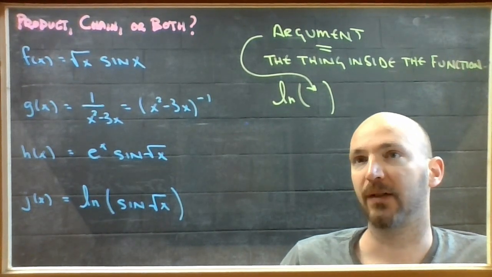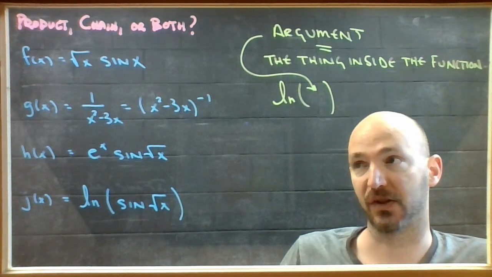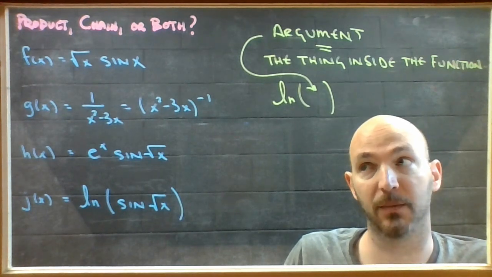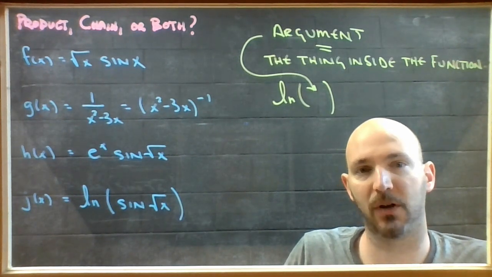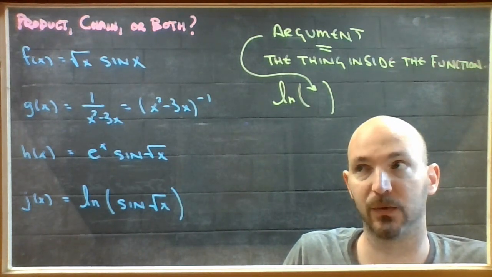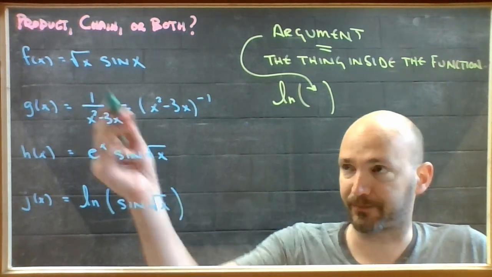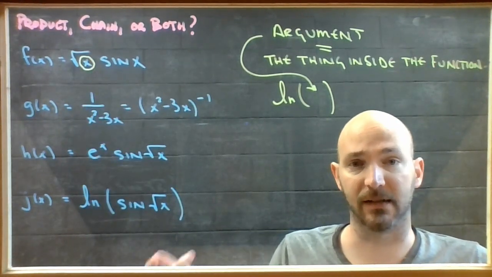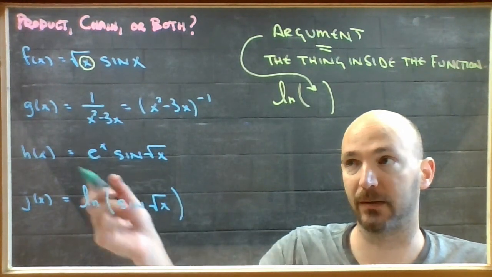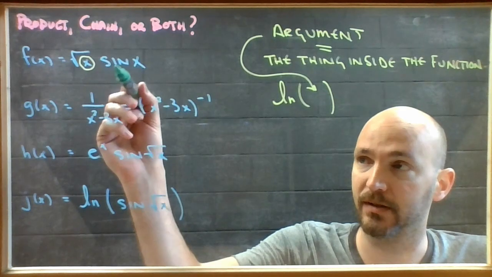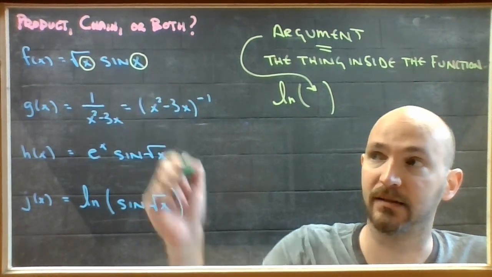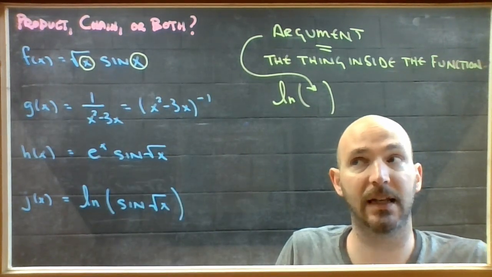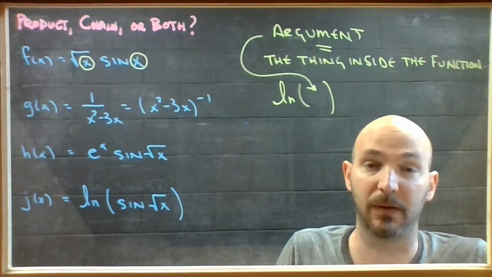You need chain rule if the argument is anything other than a straight up x. So I'm going to go through these functions up here, and I'm going to examine the argument of each piece, and see if any of them are complicated enough to require chain rule. If I start looking, the argument inside this radical is just an x. No problem. I don't have to worry about chain rule for that one. The argument inside this sine is just an x, so that's not complicated enough to need chain rule. So in this example, I'm not going to need any chain rule because the arguments are simple.